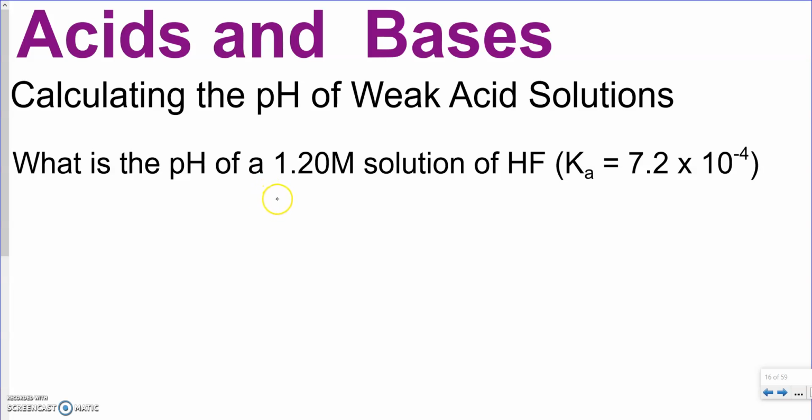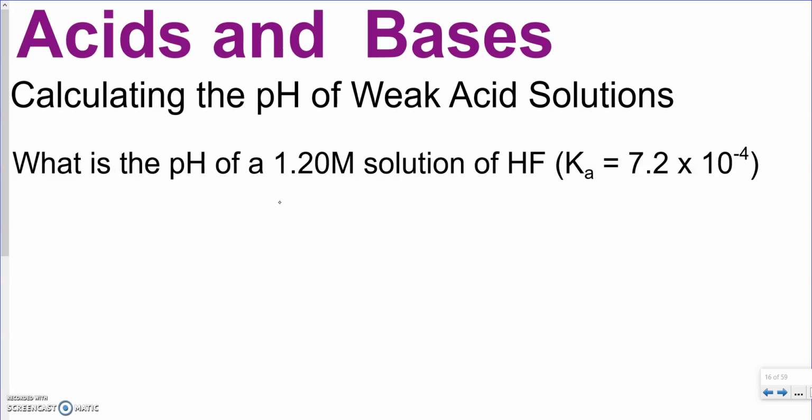All right, guys, so we've been working through acids and bases. We've talked about strong acids and what makes a strong acid. We've talked about weak acid, what makes a weak acid, strong base, weak base, and so on and so forth. We've talked about Ka and how to calculate Kb and Ka using Kw.